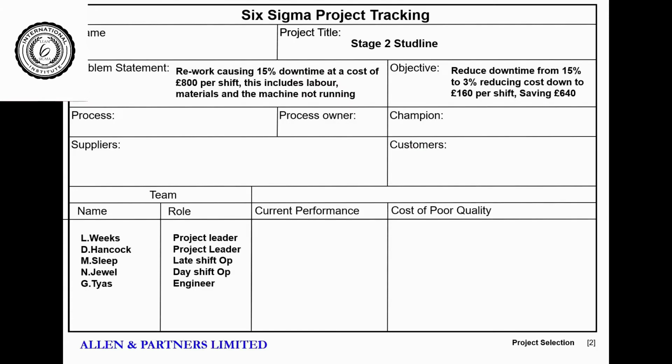So currently, look, rework. Here's the define side of things: rework is causing 15% downtime at a cost of £800 per shift. So this is a really expensive problem if you just leave it running in the process, and they'd like to get the 15% down to 3%, and then get the cost per shift down to £160, saving £640 a day. So there's the very simple define part of the project.